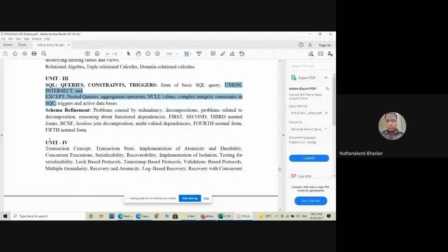Now, coming to the third unit, second half, I am just reading; if anything is missing, please tell me. Schema refinement, problems caused by redundancy, decompositions, problems related to decomposition, reasoning about functional dependencies, first, second, third normal forms, BCNF, lossless join decomposition, and multivalued dependencies, fourth normal form and fifth normal form. So is any topic pending in this?